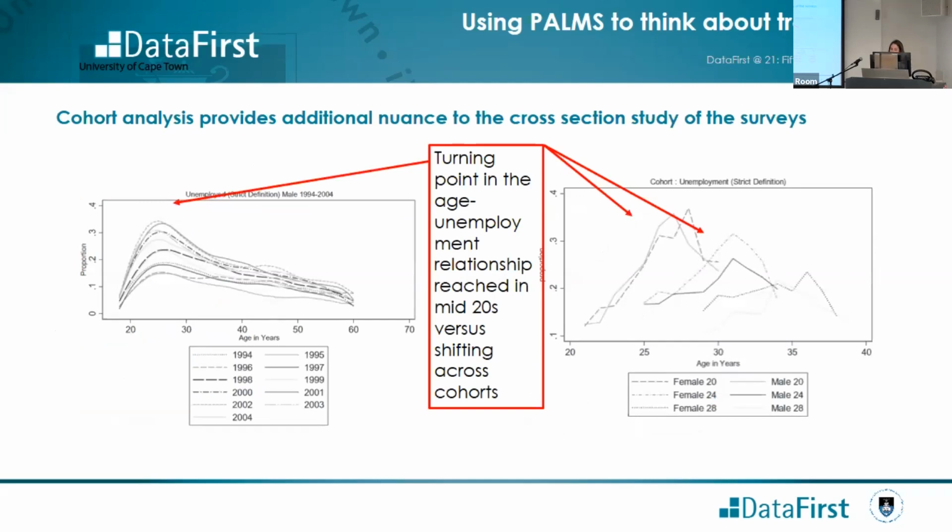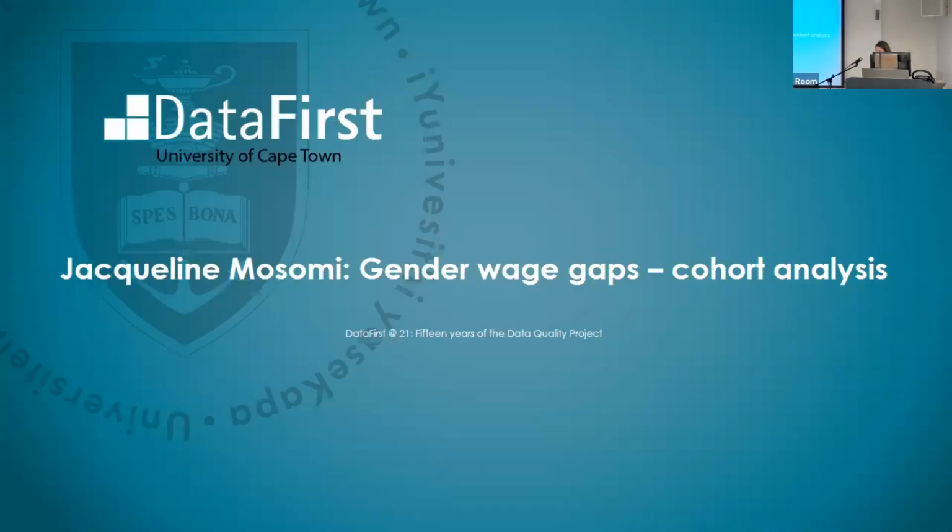This is just a graph to show that from the cross sections, you would see a fairly consistent, if not increasing, peak, but at a similar age. But when you start to unpack it for different cohorts, you saw that the peak was also shifting to a younger age. Thanks.